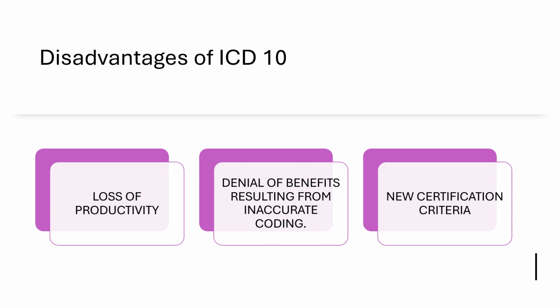The second point is denial of benefits resulting from inaccurate coding. Even if one digit in a code is transposed, it leads to a different diagnosis than what the patient really has. If that happens, the patient may be denied life or additional health insurance because of the condition or diseases they don't actually have.